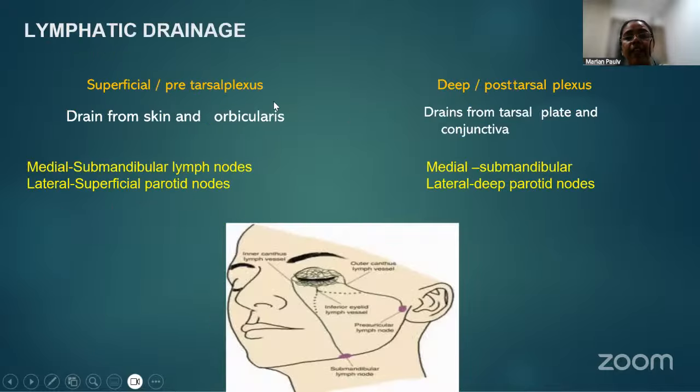Lymphatic drainage, again, has a superficial plexus and a deep plexus, pre-tarsal and post-tarsal. Superficial basically drains the orbicularis and the skin. Medially it goes to the submandibular lymph nodes, and laterally to the superficial parotid nodes. Whereas the deep post-tarsal plexus drains the tarsal plate and conjunctiva. Medially, it again goes to the submandibular nodes, and laterally to the deep parotid nodes. All these are important in malignancies and other infective and inflammatory conditions.